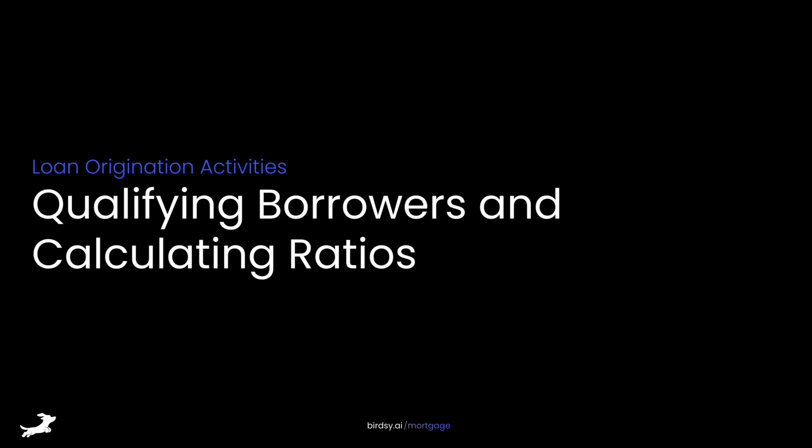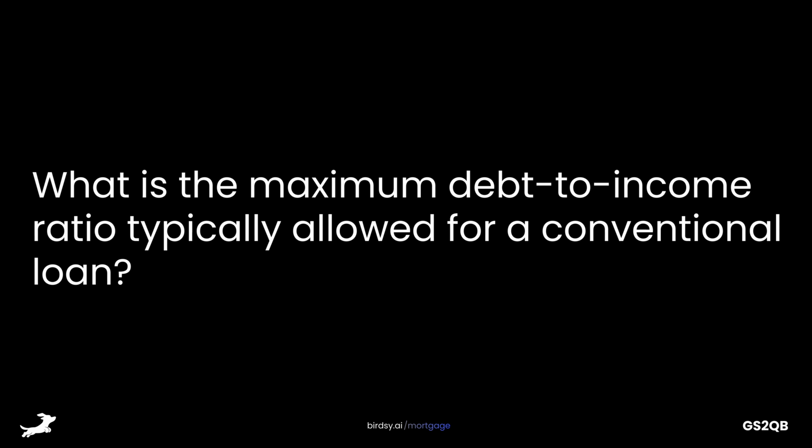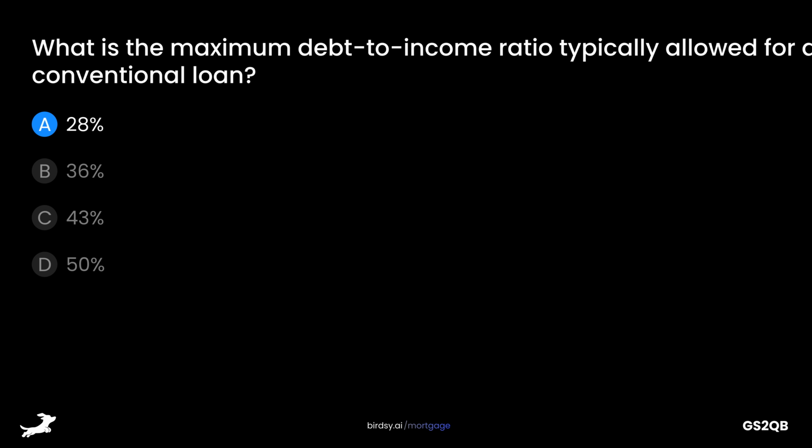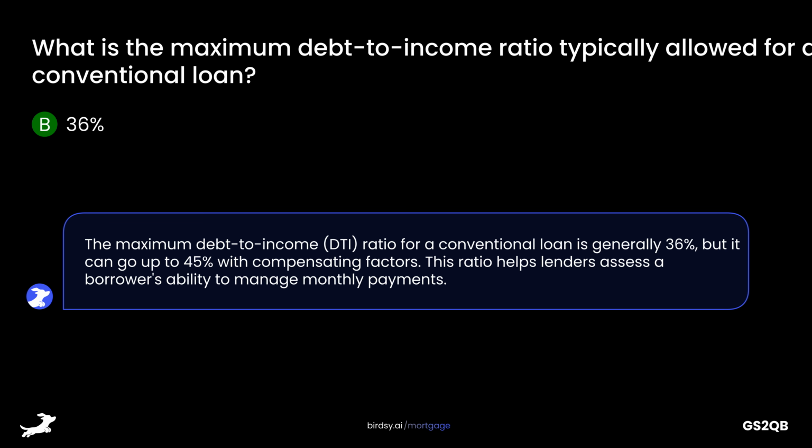Qualifying borrowers and calculating ratios. What is the maximum debt-to-income ratio typically allowed for a conventional loan? Is it A. 28%, B. 36%, C. 43%, or D. 50%? The answer is B. 36%. The maximum debt-to-income ratio for a conventional loan is generally 36%, but it can go up to 45% with compensating factors. This ratio helps lenders assess a borrower's ability to manage monthly payments.